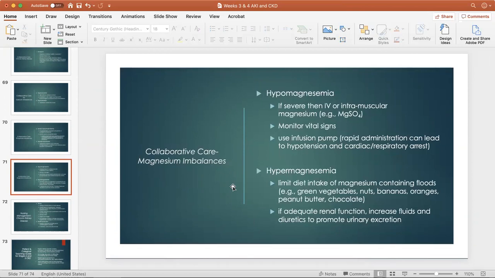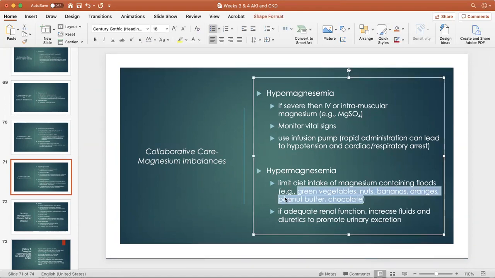Hypermagnesemia. You want to have a low magnesium diet. There again is a nice little list of foods there. I'll never remember those as long as I live. This is why I'm not a dietitian. If renal function is adequate, you can increase fluids and diuretics to promote urinary excretion.